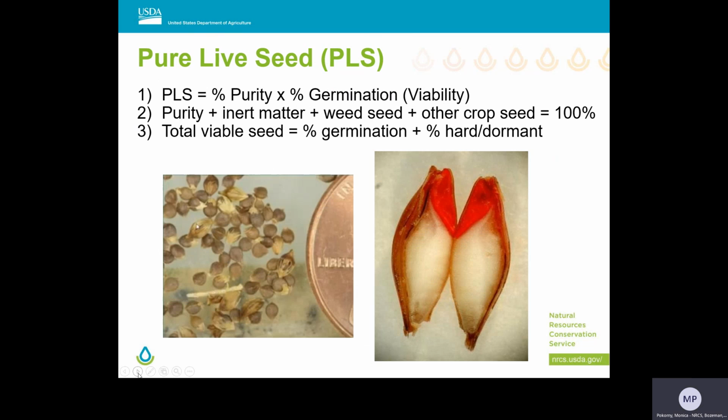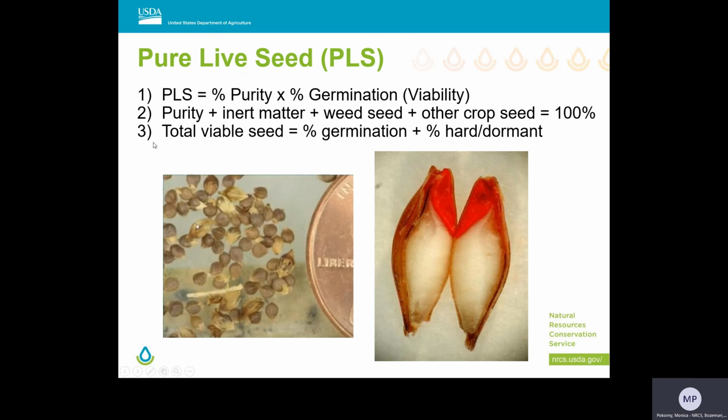As a quick review, pure live seed is the percent purity times the percent germination or viability. Purity of the seed that we're buying, when added to the inert material, the weed seed, and other crop seed, should total 100%. So the seed that we're buying, we want it to be as pure as possible. So we're looking for a really high number of purity, and hopefully the inert material and weed seed that we don't want in our seed lot is just a very minor amount.